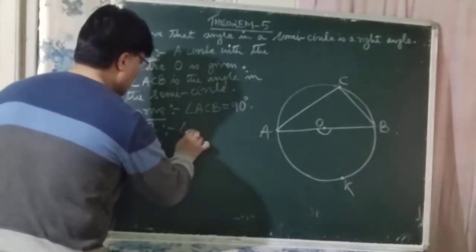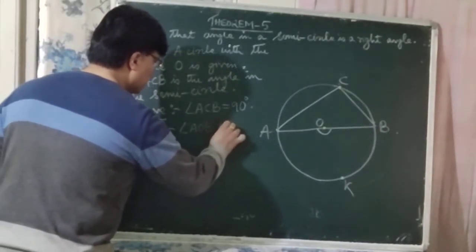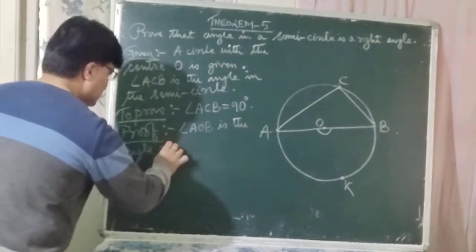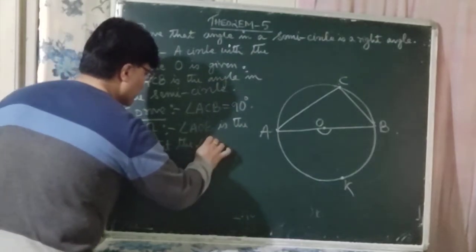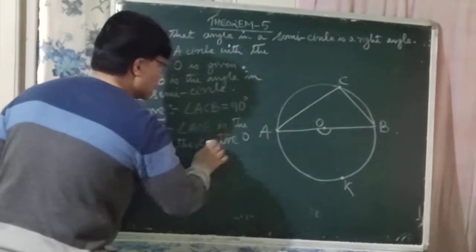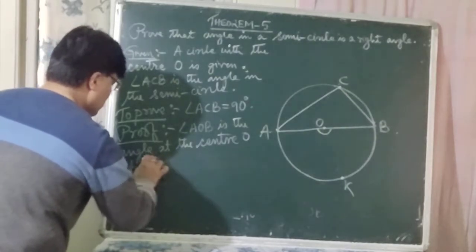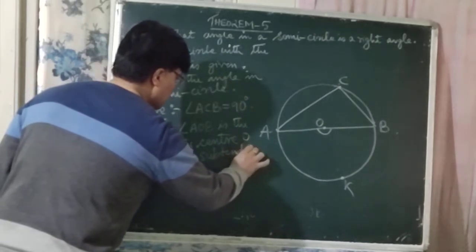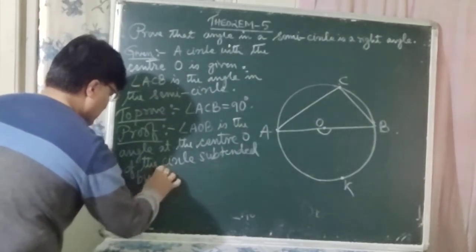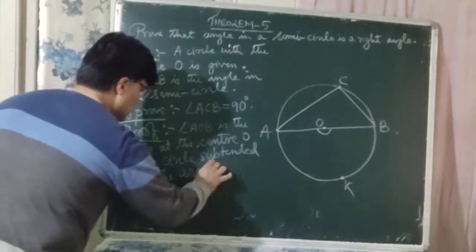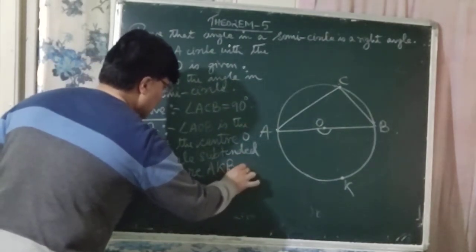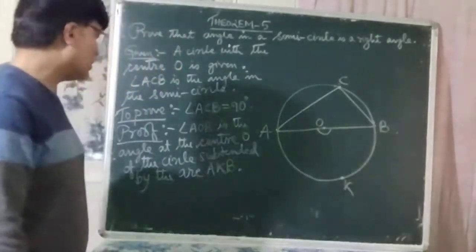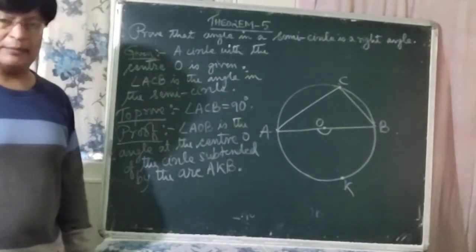Now angle AOB is the angle at the center O of the circle subtended by the arc AKB. So angle AOB is the angle at the center O of the circle subtended by the arc AKB.